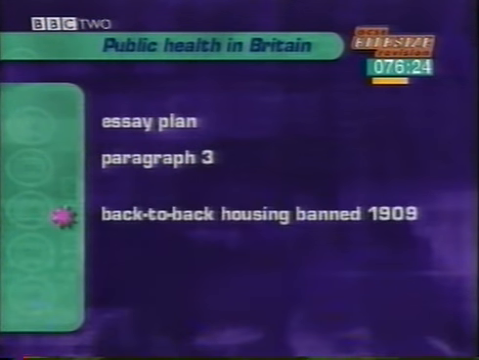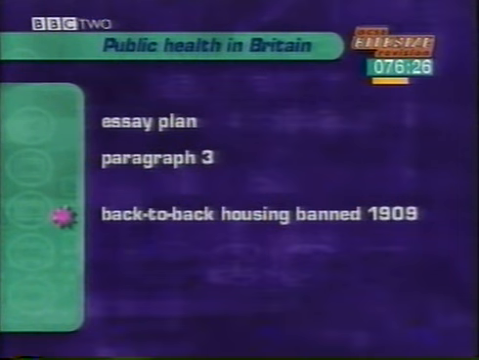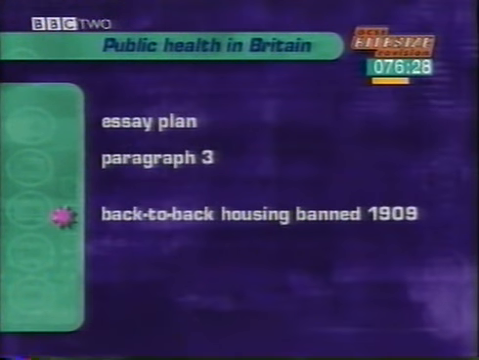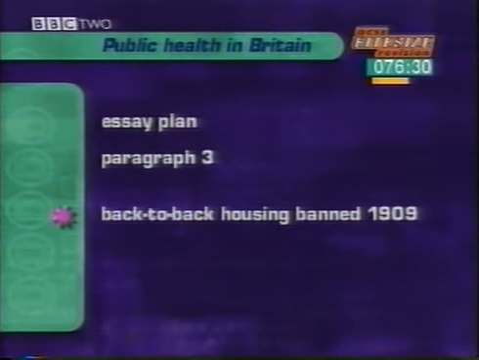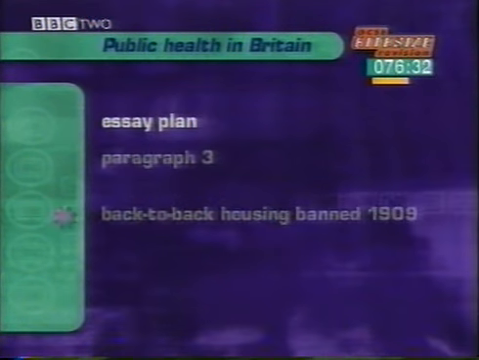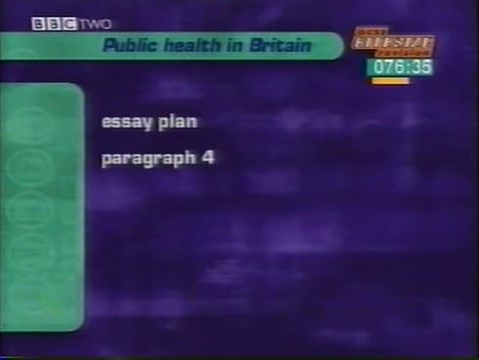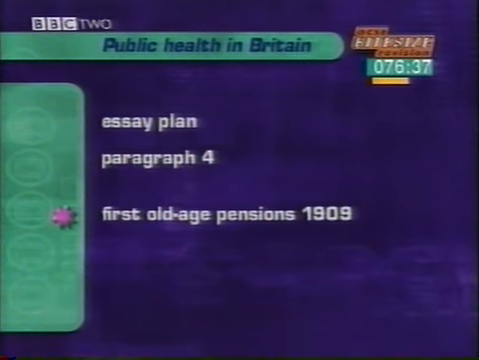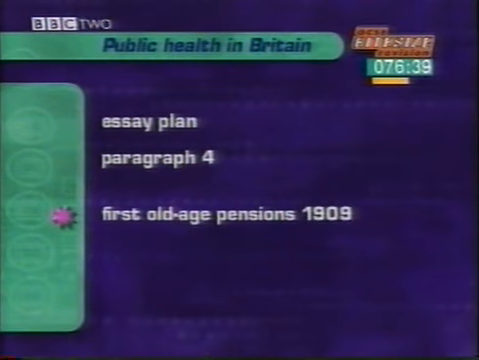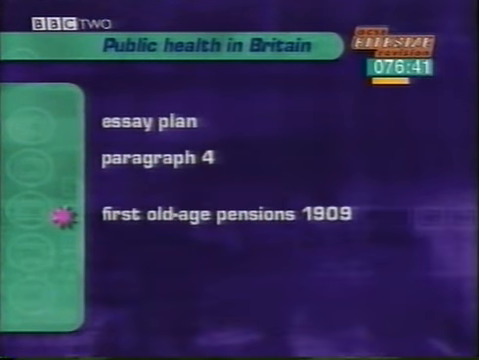Paragraph 3 could cover the banning of back-to-back housing in 1909, helping to improve conditions for millions of working-class families. Paragraph 4 could deal with the introduction of old-age pensions, also in 1909, to give people some means of support when they were too old to work.